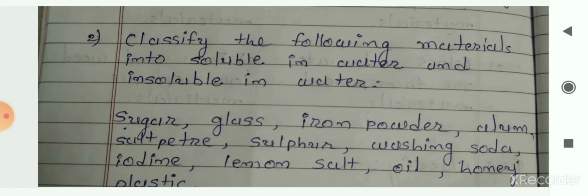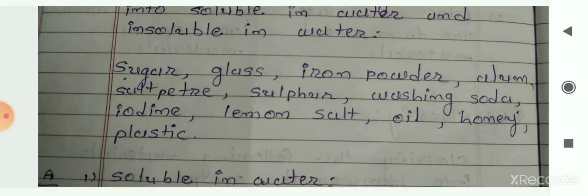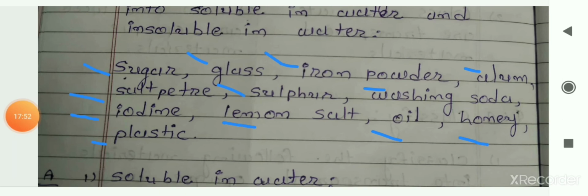So now let me classify this kind of substance. The names of the substances given to you are sugar, glass, iron powder, alum, saltpeter, sulfur, washing soda, iodine, lemon salt, oil, honey and plastic. Here some new names are there: alum, saltpeter, washing soda and lemon salt. These are all salts.